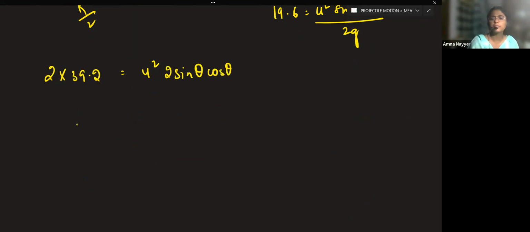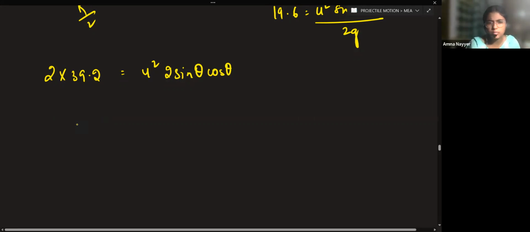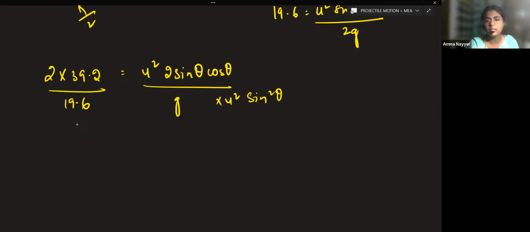It is better if we get it in one liner, either cot or tan. Otherwise sine and cos will become confusing. Sine will get cancelled, u square will get cancelled. Let's write it in this way. Divided by height, which was 19.6, multiplied by u square sine square theta divided by 2g. So g gets cancelled, u square gets cancelled.